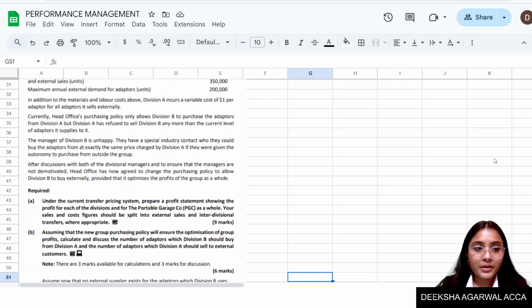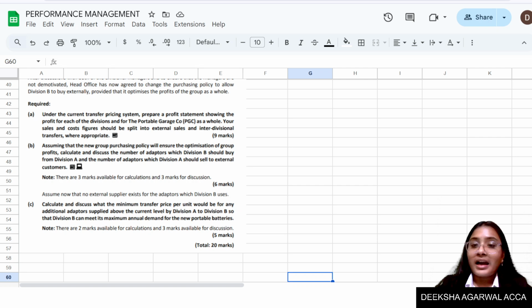Now, under the current transfer pricing system, prepare a profit statement showing the profit for each of the divisions and for the portable garage company as a whole. Your sales and cost figures should be split into external sales and internal divisional transfers where appropriate. Ideally, you should never show a total sales point. You should clearly specify from where how much is coming. That's the correct way of presenting your answer. Even if they haven't mentioned this, still do this in your exam.